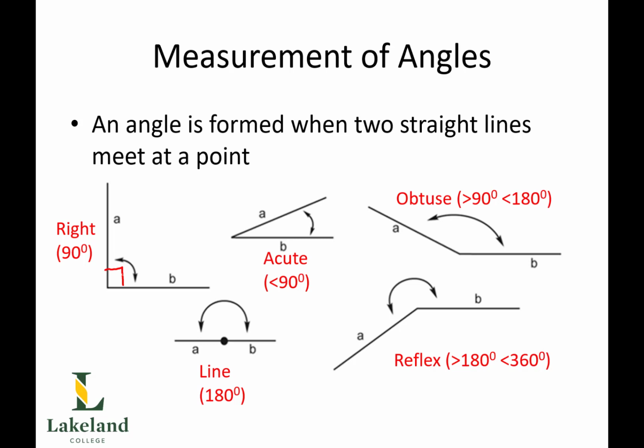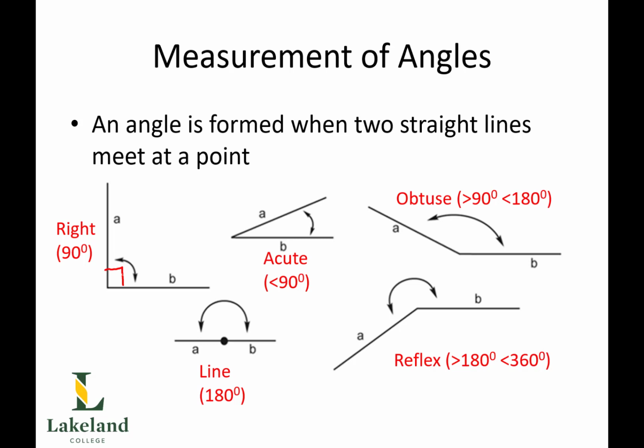An obtuse angle is when we go greater than 90 degrees but less than 180 degrees. So in other words, a 120 degree angle, that would be an obtuse angle. If, however, we get to 180 degrees, then as we saw in the previous couple of slides, 180 degrees is a line. And then the last type of angle to mention is when we go beyond 180 degrees, but less than 360 degrees. And these are referred to as reflex angles.